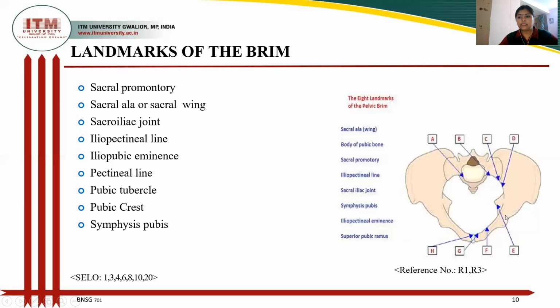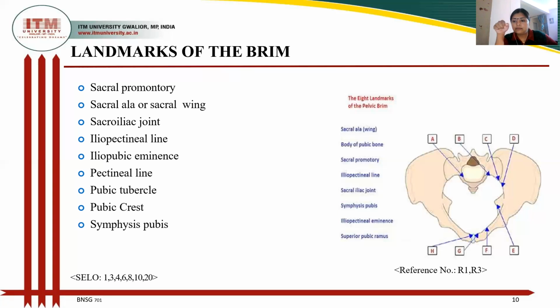Then you can see there is an eminence, meaning some thickening-like structure in the pelvis, just next to the iliopectineal line. What are we calling that? Iliopubic eminence. Iliopubic eminence, that is the thickest one.